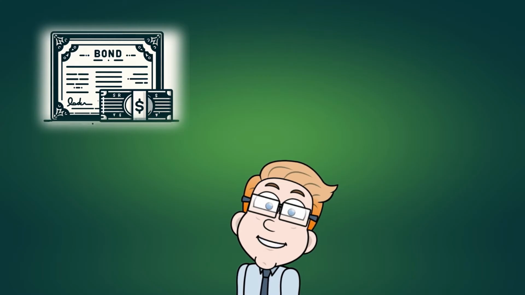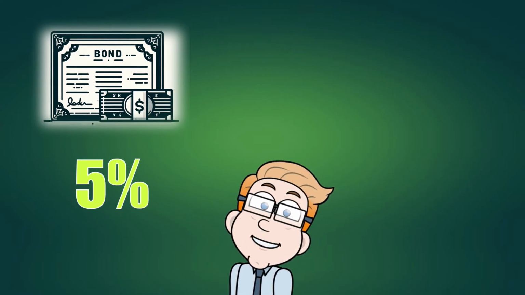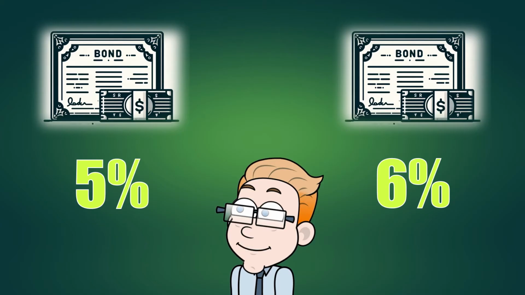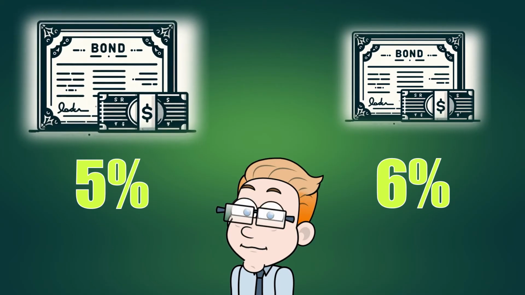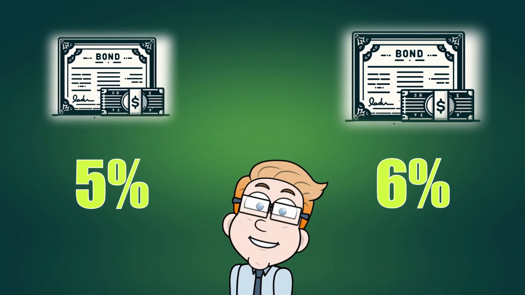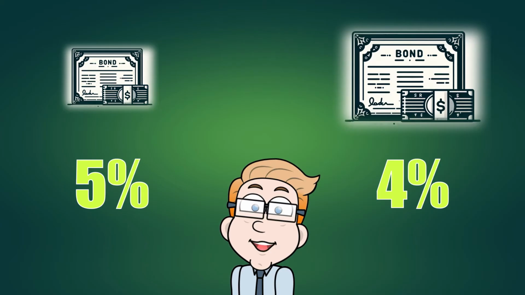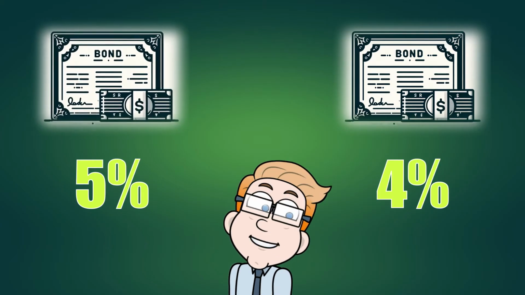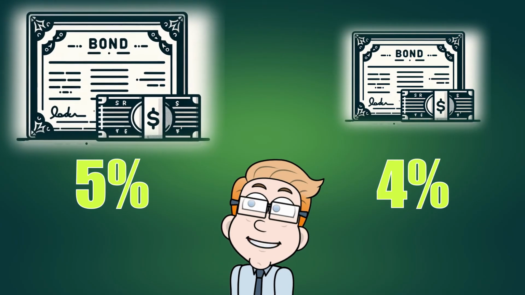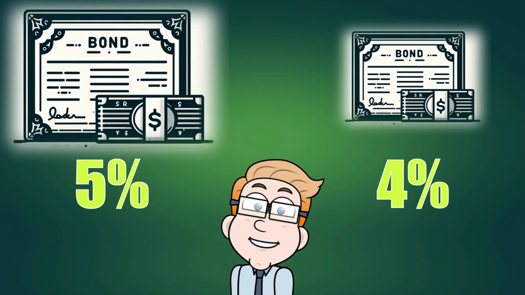Imagine you have a bond that pays 5% interest. If new bonds start offering 6%, your bond isn't as appealing anymore. So, if you wanted to sell it, you'd likely have to lower the price. On the other hand, if interest rates drop and new bonds are only offering 4%, your 5% bond looks pretty good, so its price might go up.